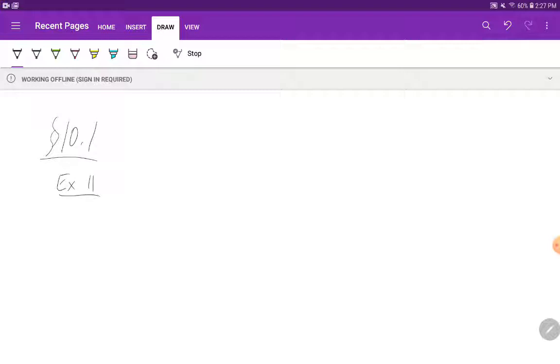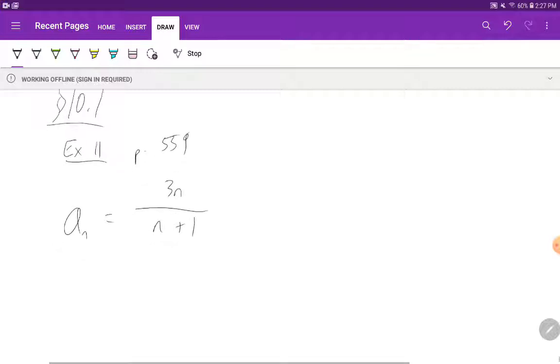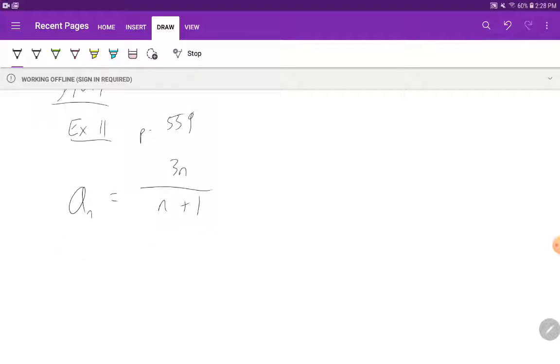So we're looking at example 11 on page 559. Basically the prompt goes, they give you a sequence. It's 3n over n plus 1. And they're saying to apply what we just learned, I'm sorry, apply a theorem that we talked about in class to an actual function.